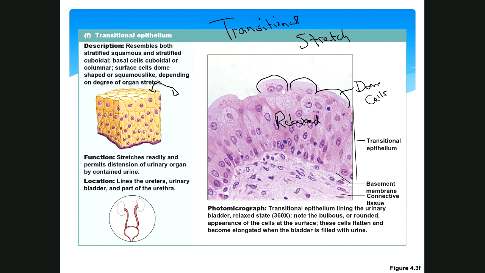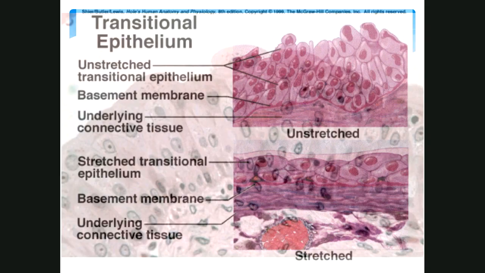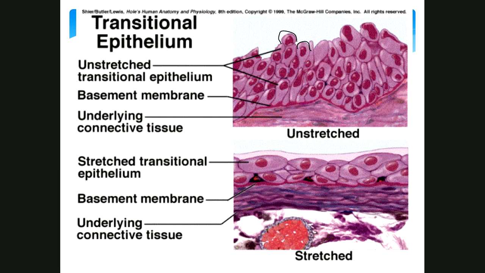No other tissue does this. And so, you can recognize it pretty easily. Look, domes. Their top row has these domes. So here it is, not stretched. You can see the domes. But look what happens when you stretch it. Everything flattens out. It changes. And that's why it's called transitional.